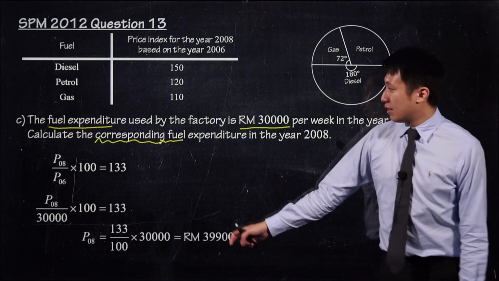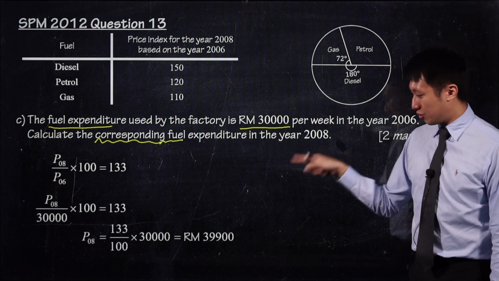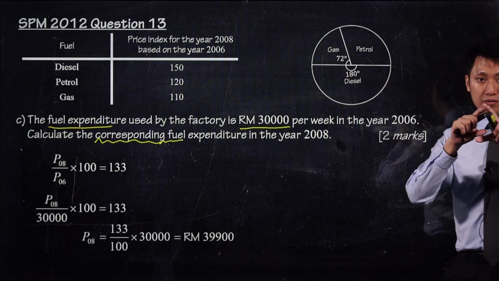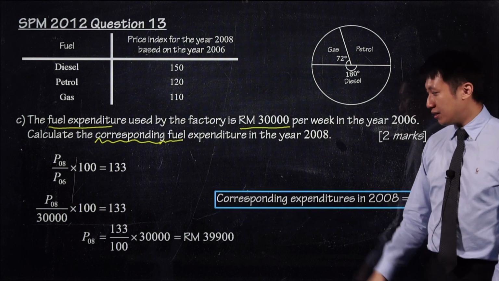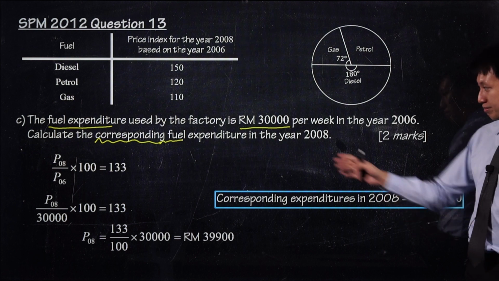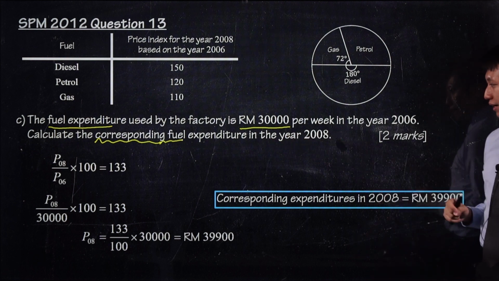Then you just move the things over, and you get the answer, which is this. Here you see it's per week, so the answer you get is also per week. Then you just write it down in your answers: the corresponding expenditure in 2008 is this amount per week.